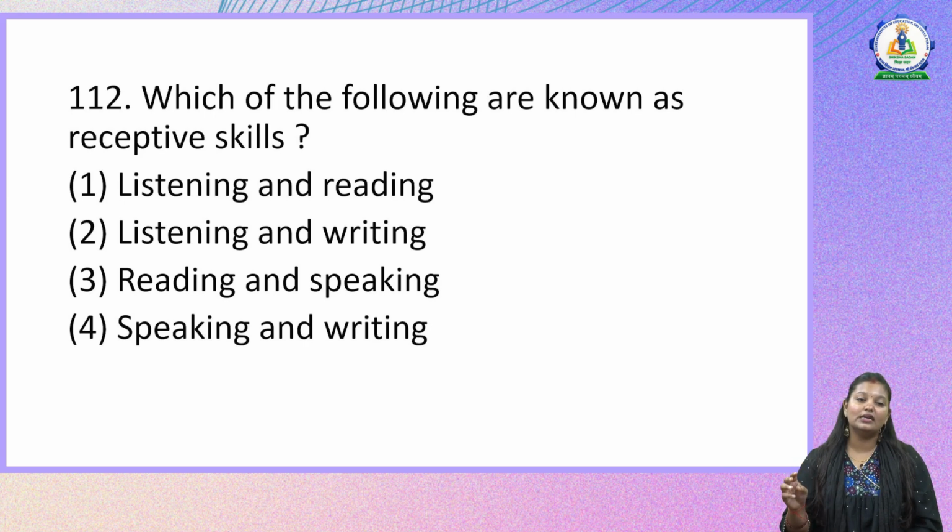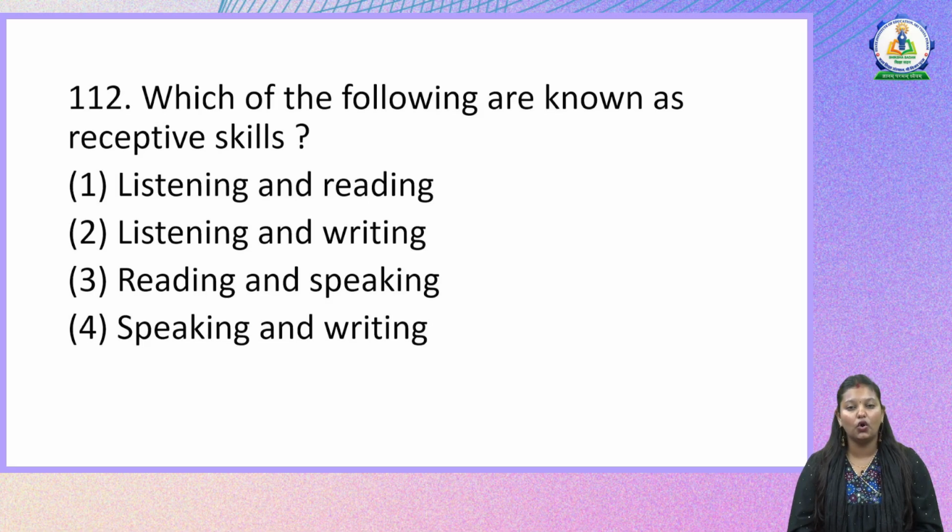So among LSRW, two of the skills are referred to as productive skills and two of the skills are referred to as receptive skills, which means we receive information to understand. In order to show that we have understood or to deliver these skills, we have to produce. That is the productive skills.